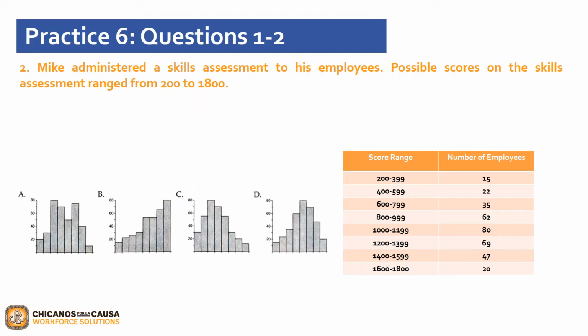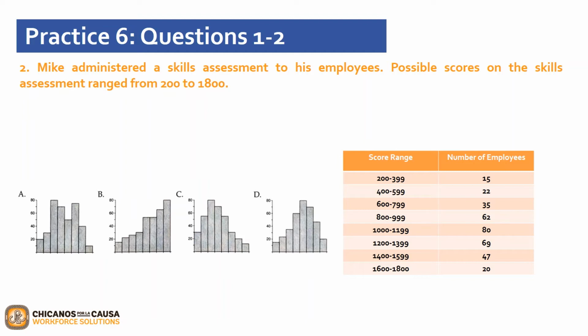Option D also goes up to 15. So at this point, we have two possible answers. We have answer B and answer D. So let's look at the next row of information in order to further determine. The next score range is 400 to 599. The number of employees is 22. So looking at our options of B and D, let's see which one has the second bar that goes up to 22. Just looking at it, this is a little tricky, but it looks like they both go up to 22 or around that same amount.